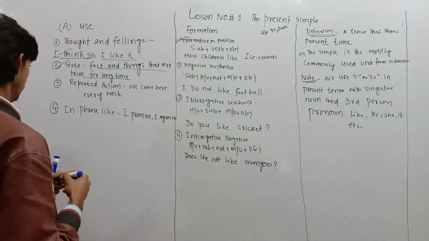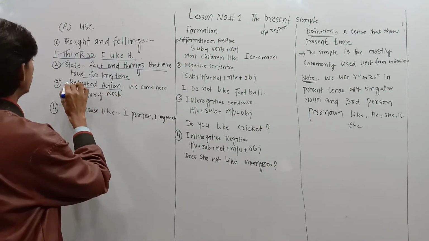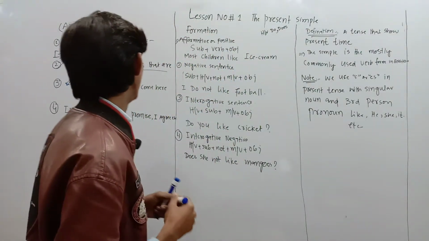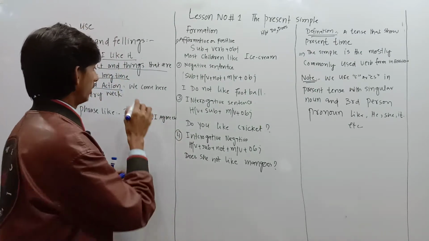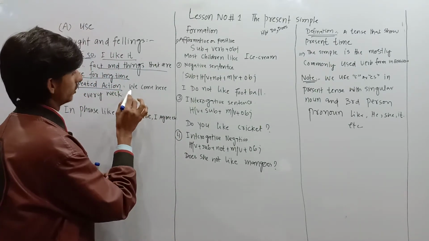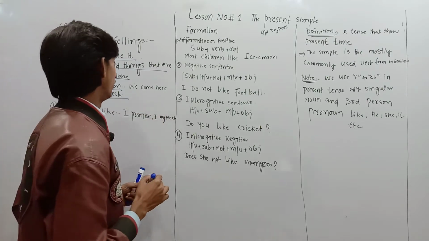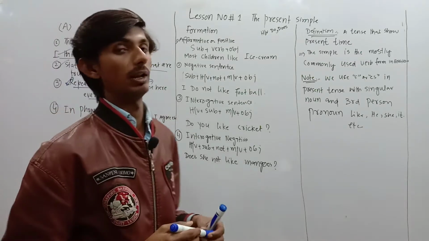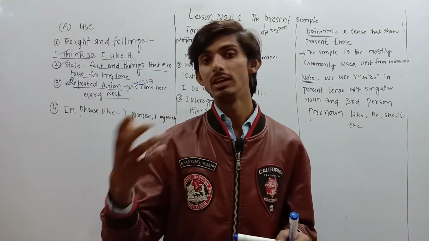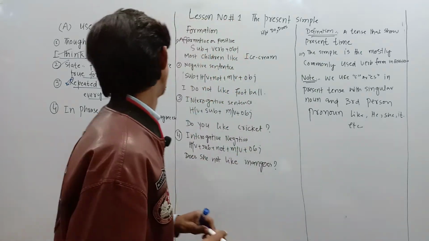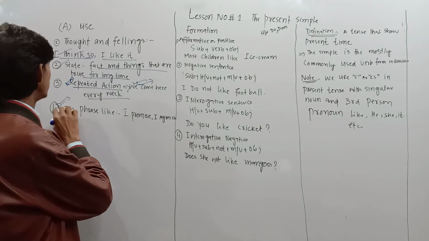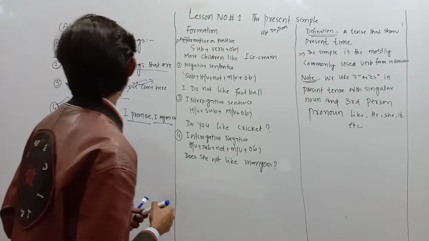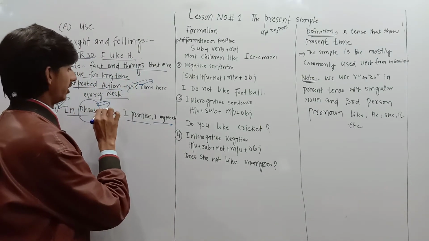The third point is repeated action. We also use the present simple tense for repeated actions, meaning when we do the same work again and again, that we call a repeated action. We come here every week. This is a repeated action, meaning we come to any place every day or every week. And also we use the present simple tense in a phrase like I promise, I agree, etc.